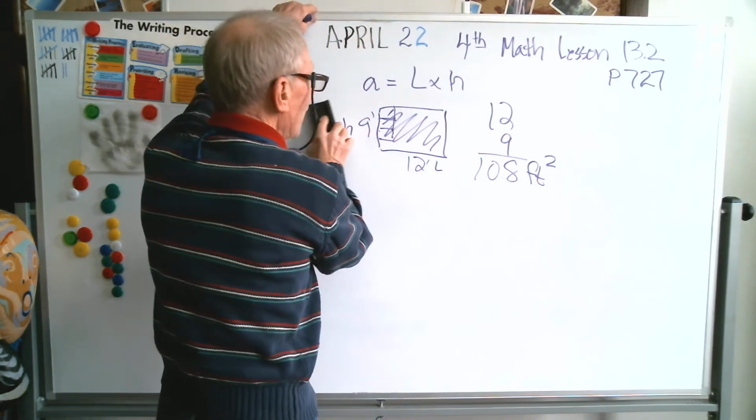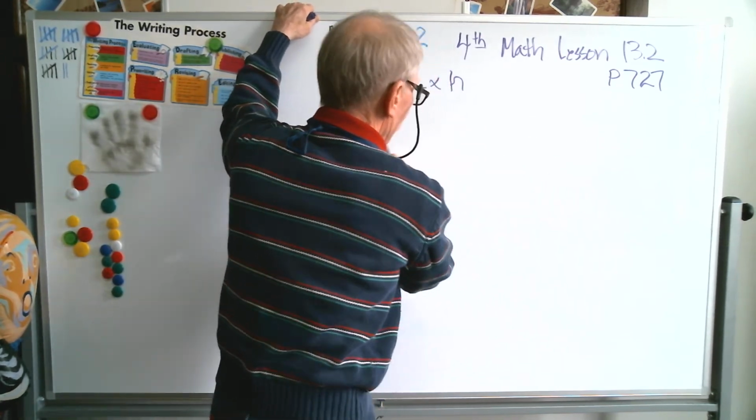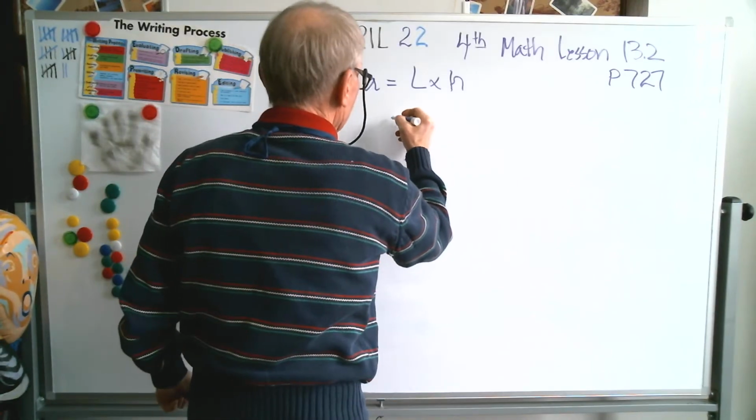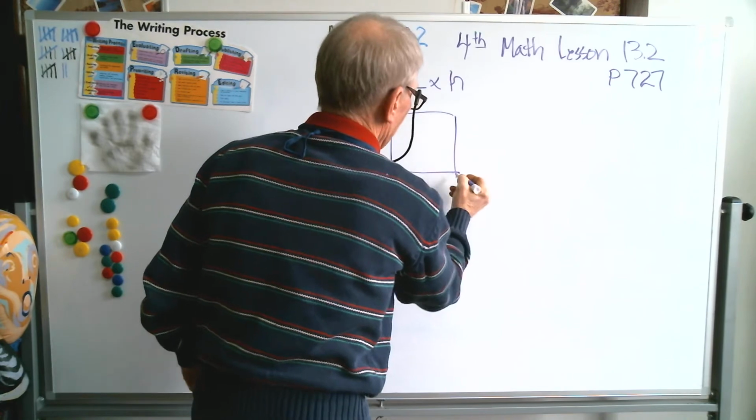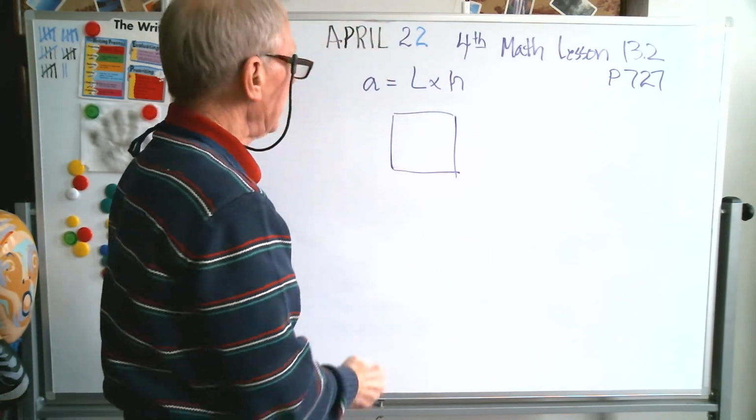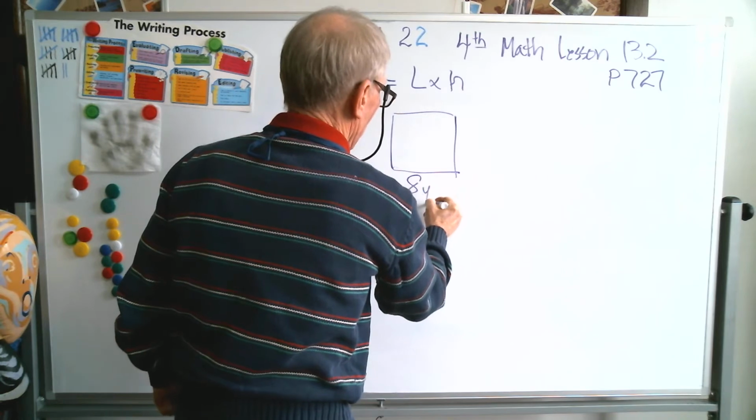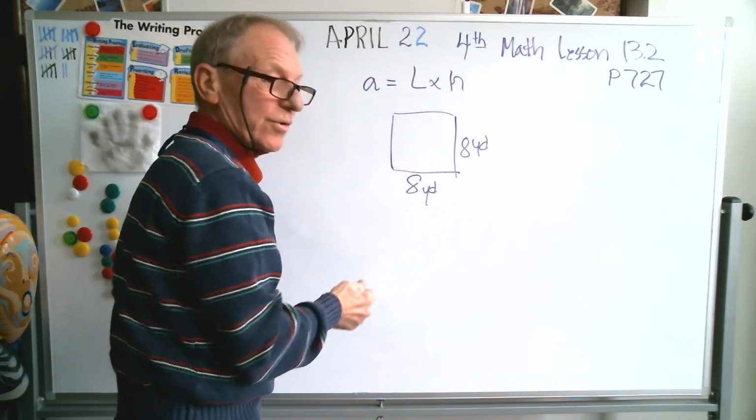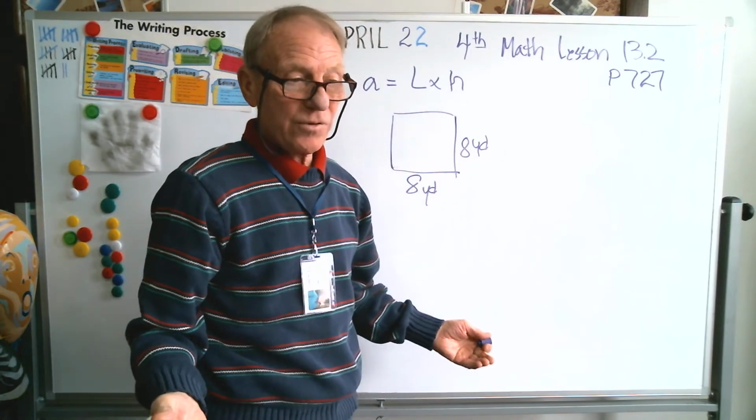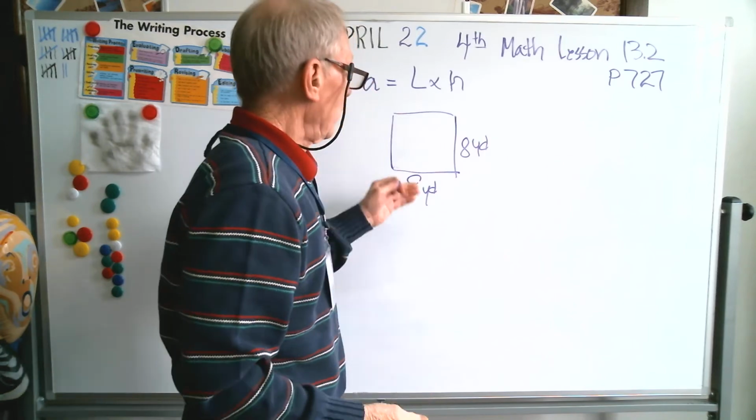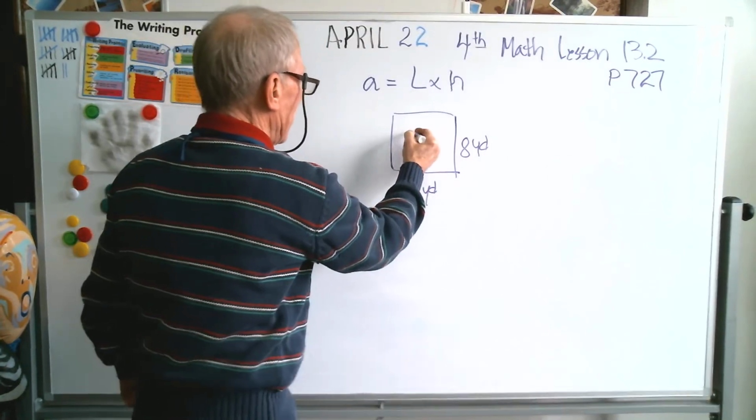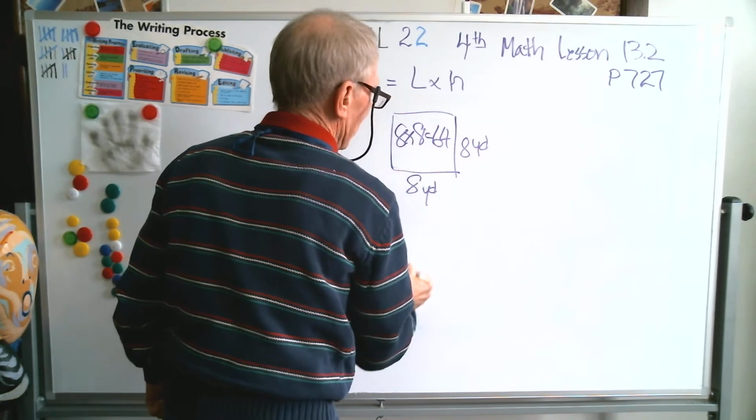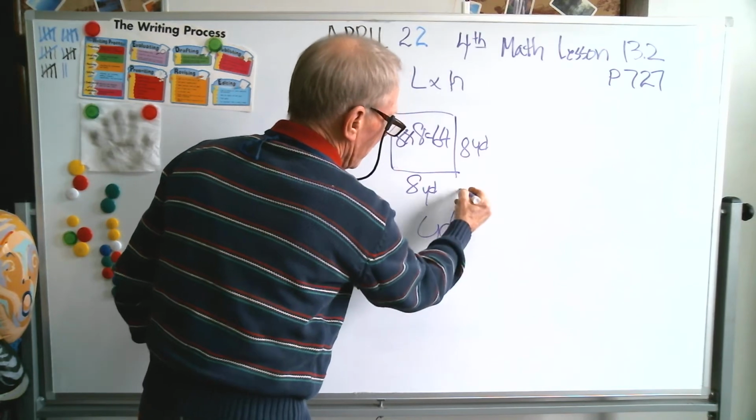Now, if it's a square, finding the area of a square is the same thing. The example they give you in the book, you have a square, and they're telling you that that square is 8 yards by 8 yards. The numbers are the same because in a square, all the sides are the same. So in this problem, it would be 8 times 8, and that equals 64, and that would be yards squared.